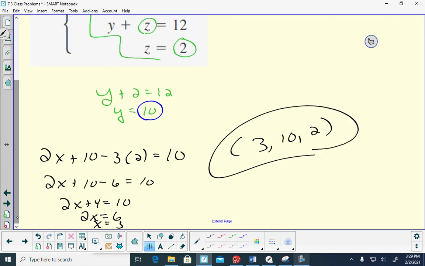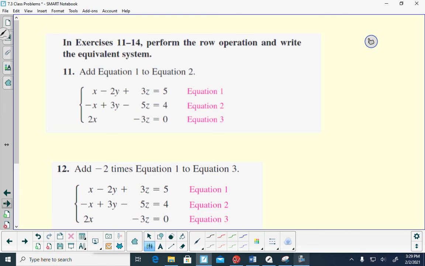Okay, let's do the next one. The next one wants me to perform the row operation and write the equivalent system. So it's saying add equation 1 to equation 2. So I'm adding x minus 2y plus 3z is equal to 5. That's equation 1. And I'm adding it to equation 2, which is negative x plus 3y minus 5z is equal to 4. I'm just adding those so the x's will equal 0. Then I'm going to have positive y minus 2z is equal to 9.